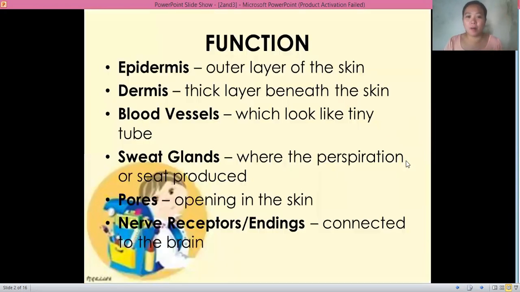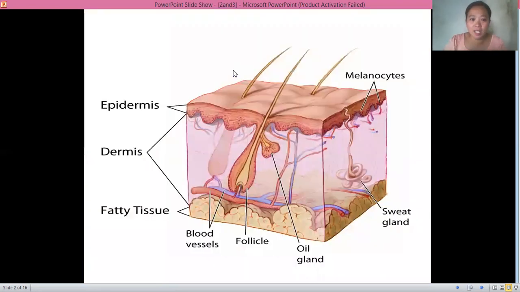Now, let's study the parts of our skin. The first one is epidermis. Can you please read it? Very good. Epidermis is the outer layer of your skin. So this one, the one that you can touch, is your epidermis, the outer layer of your skin. Can you please touch your epidermis? Very good. So here in our picture, this is our epidermis.